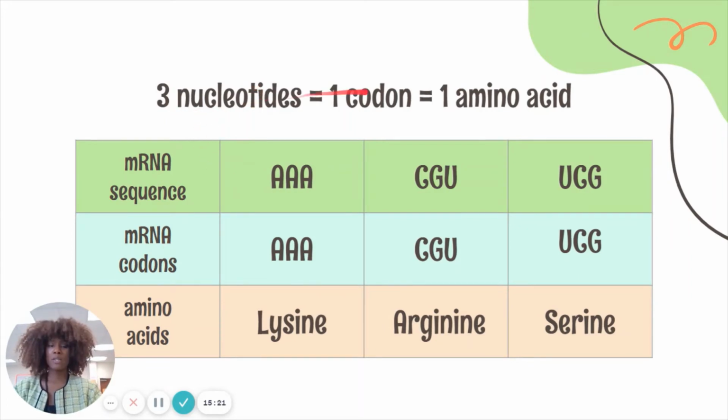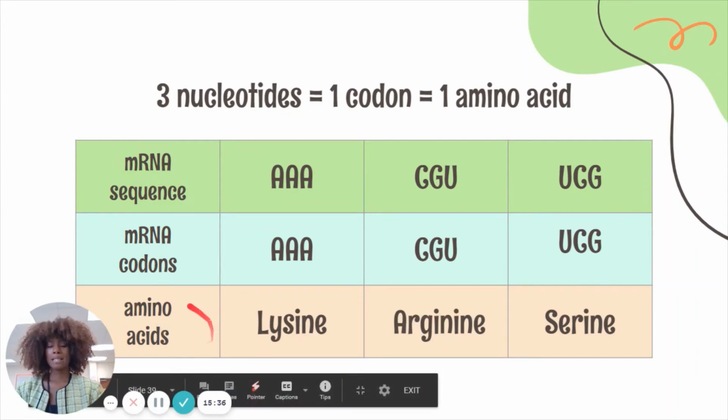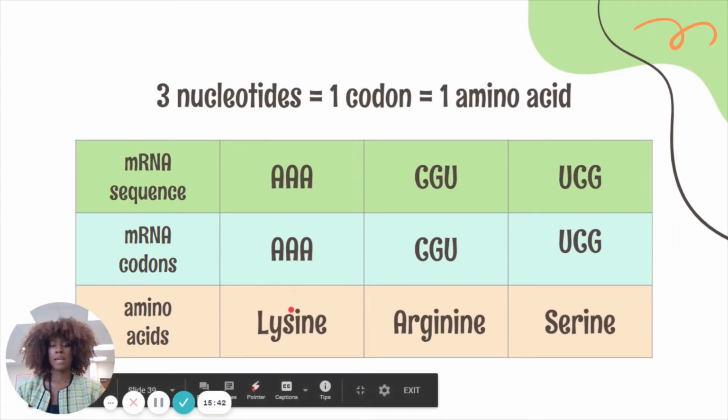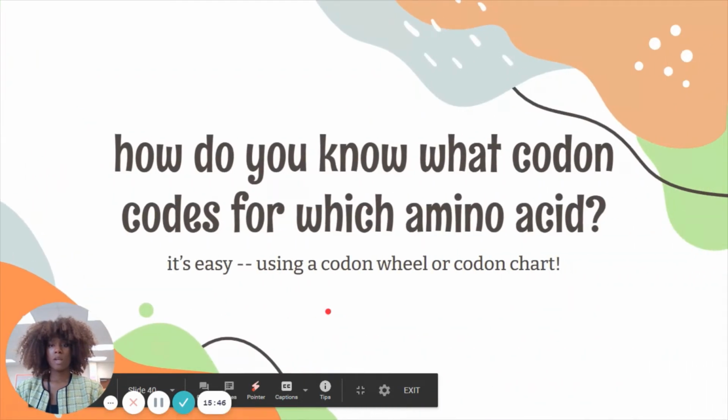Okay, same information, just in a different way. 3 nucleotides is 1 codon, which is 1 amino acid. So, for example, if this is the mRNA sequence, the mRNA codons just means that there's 3 nucleotides. So AAA, CGU, UCG. Every codon codes for 1 amino acid. However, how did I know what codon codes for which amino acid?